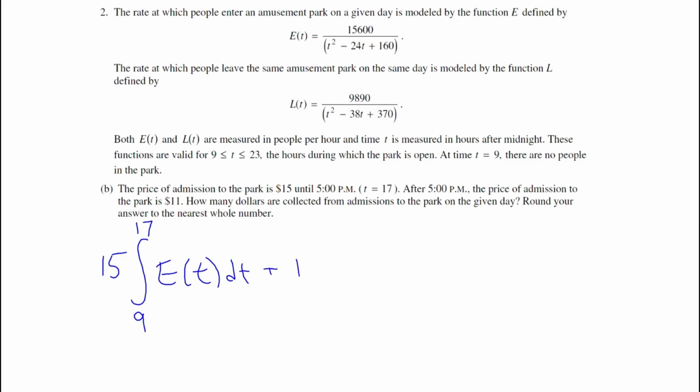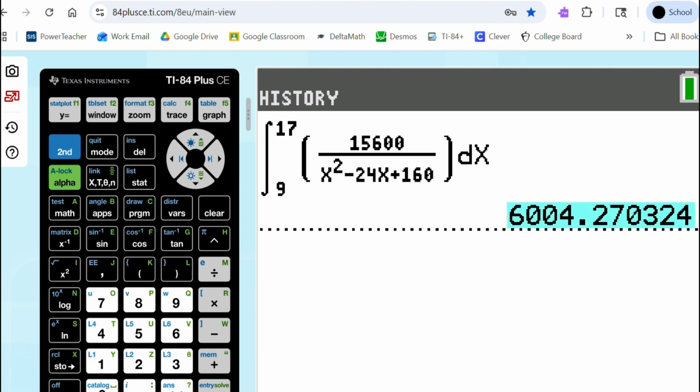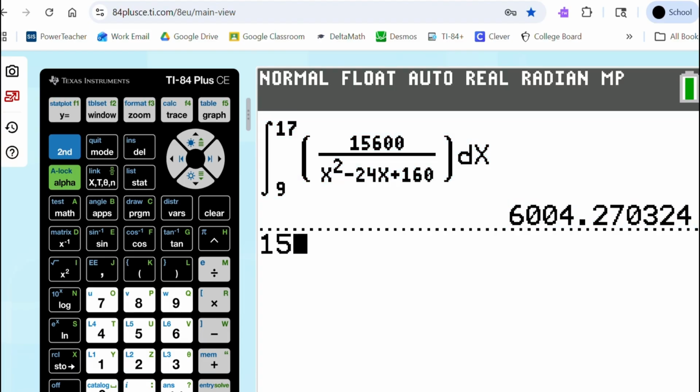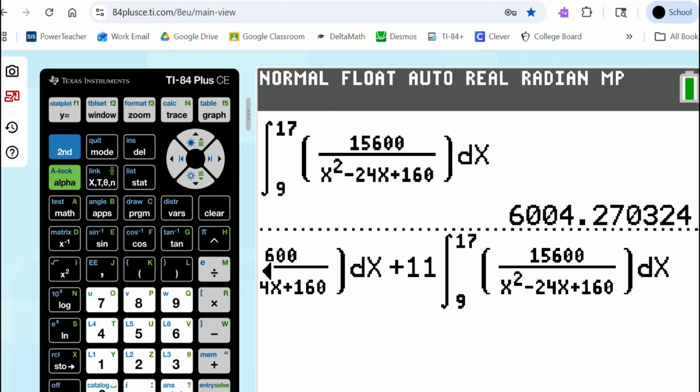And then we'll add to that 11, the cost for the rest of the day, times the integral from 17 to the end of the park being open at 23, again, of E of t. And we'll just have our calculator figure out what that is. So we'll go back to our graphing calculator. Now, we already did this integral, so I'm just going to go back up. Actually, what I'll do is I'll just type 15, and then I'll go back up here and hit this integral. So I have 15 times that integral now.